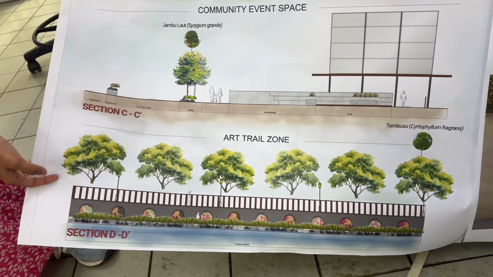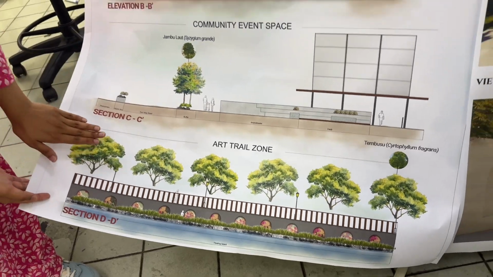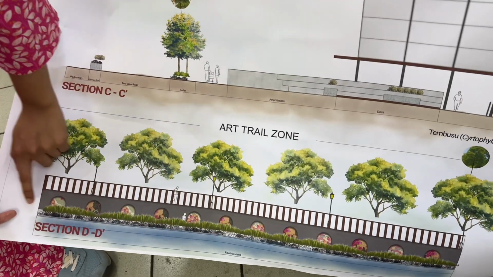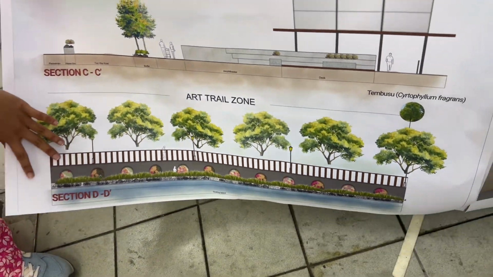The next one is the art trail zone, which I want to show because from the master plan people don't see the detail of it. So in this art trail zone we can see a floating island and also the art over here. So that's why it's called an art trail.